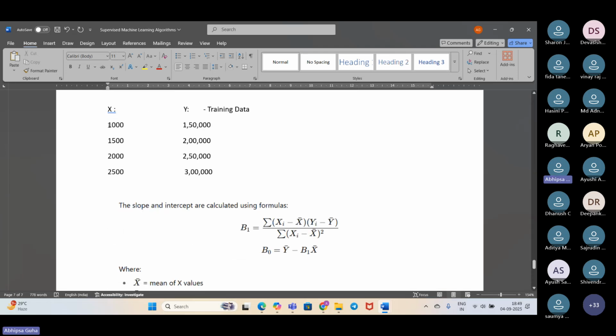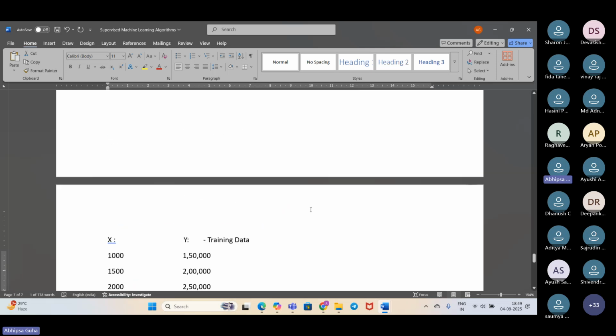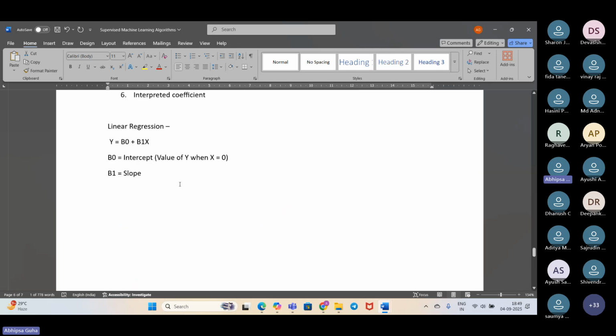So each of the values is creating x1. For one time it will be 1000, next time it will be 1500, next time 2000, and the fourth time 2500. This is how the value of xi will change and yi will change in this format. This is summation (xi minus x bar)(yi minus y bar) by summation of (xi minus x bar) whole square. This is how we are getting B1, the slope value.